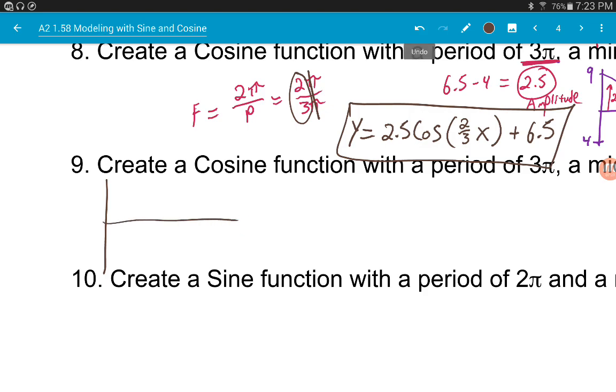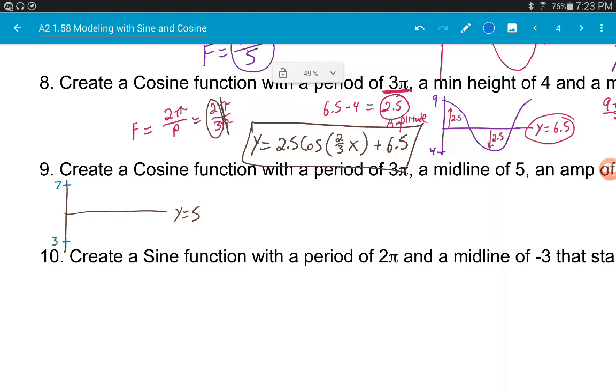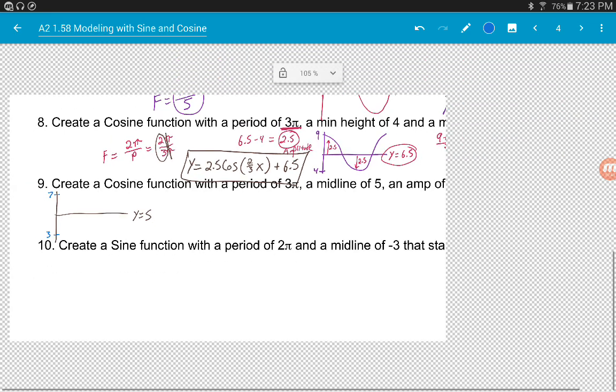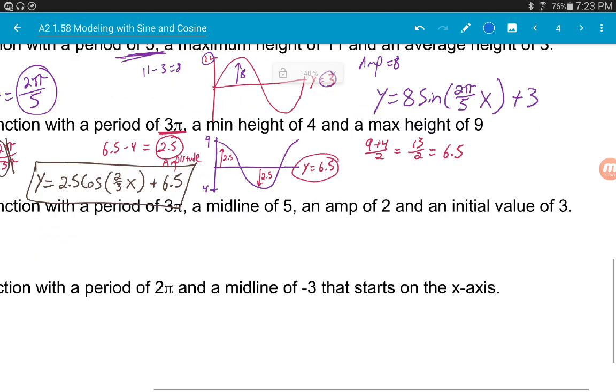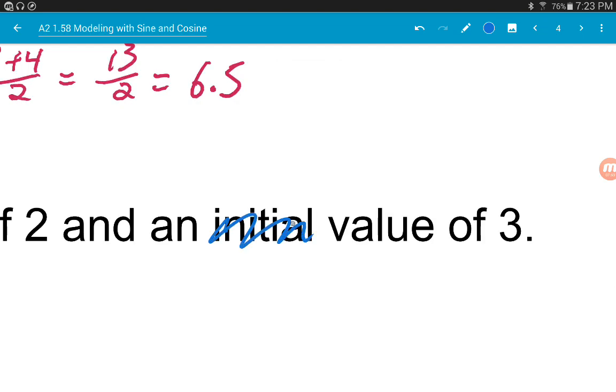My midline is going to be y equals 5. They say my amplitude is 2. So that means that I go up 2, that's going to be 7, and I go down 2, that's going to be 3. Now they say that the initial value is 3. Initial means starting. Starting or first are other ways you could say initial value.